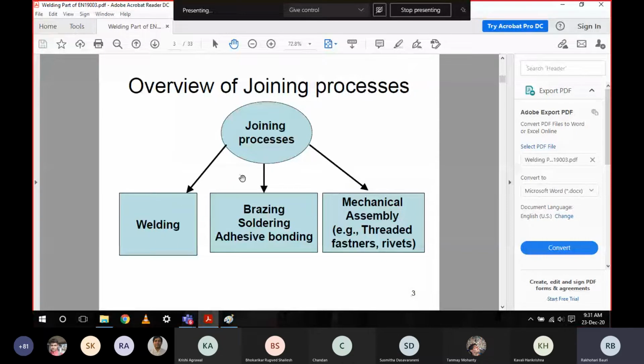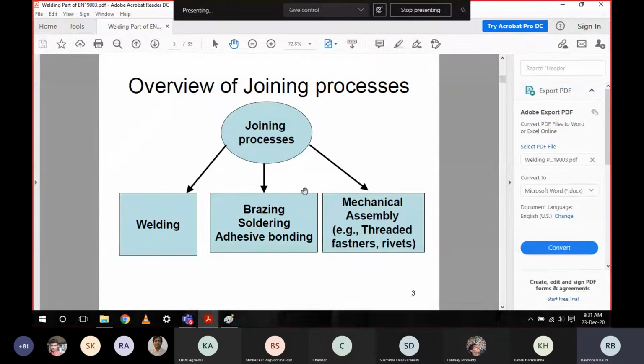Okay. Now, see, joining processes have been categorized into three parts. One, welding. Second is brazing, soldering, adhesive bonding. And third is the mechanical assembly. Now, in mechanical assembly, these are threaded fasteners, like nuts and bolts. So in mechanical assembly, you can disassemble and again assemble. The assembly and disassembly is very easy, meaning it is a temporary attachment.